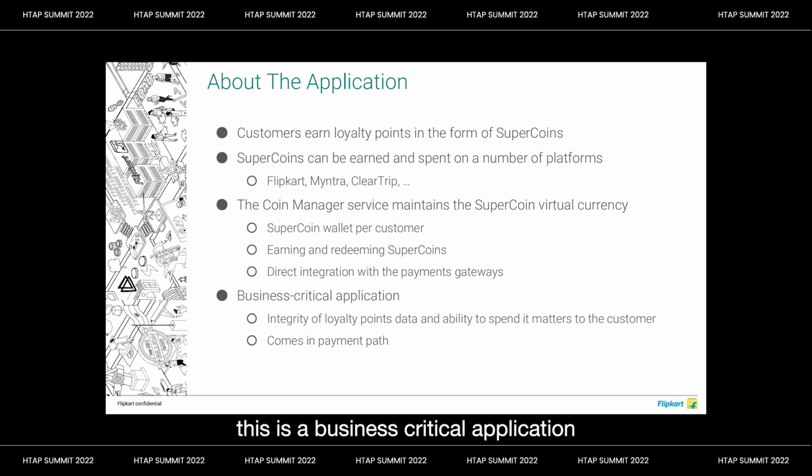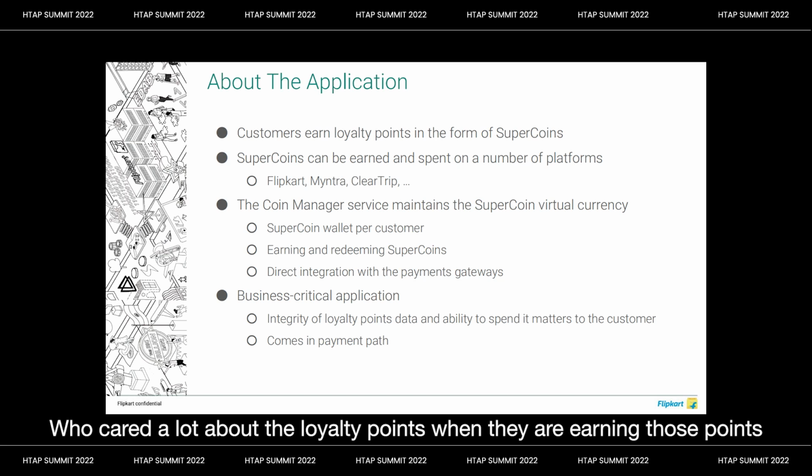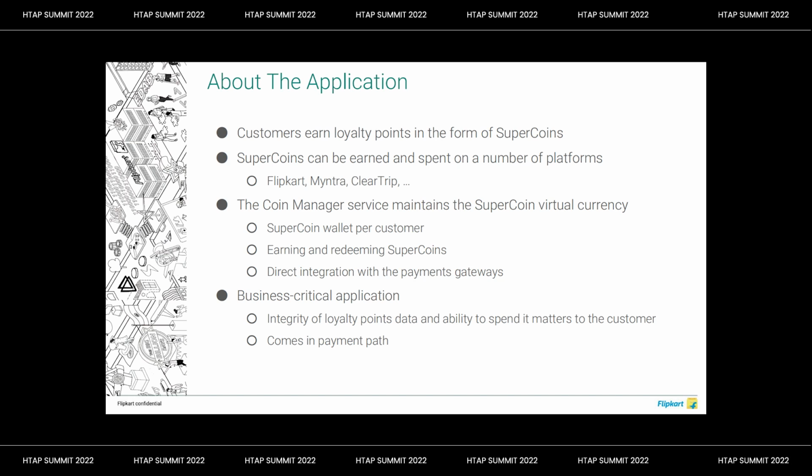So as you can imagine, this is a business critical application. Why? Because it has a very high customer visibility. Firstly, customers care a lot about their loyalty points when they're earning those points. That data is important. The integrity, durability of that data is important. And the customers, once they have earned points, they would like to spend it as and when they want. If they are not able to do that, that translates to really bad customer experience. So the availability of this service matters. And this service is coming in the payment path of not only a very large e-commerce property like Flipkart, but multiple others, Myntra, ClearTrip.